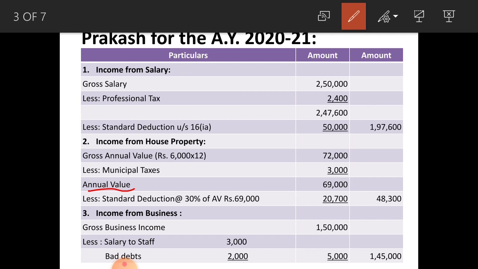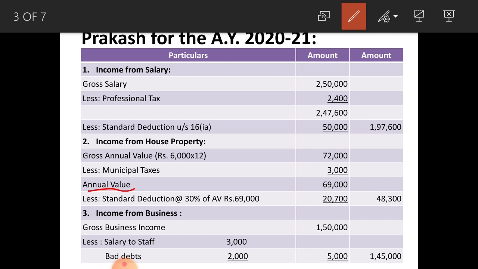Of this 69,000, 30% should be deducted as standard deduction. When you deduct 30% of this annual value 69,000 as standard deduction, you get 20,700. When you deduct this from annual value, you get income from house property as 48,300 rupees. That you can write in the second amount column.